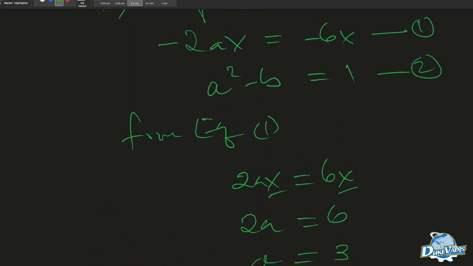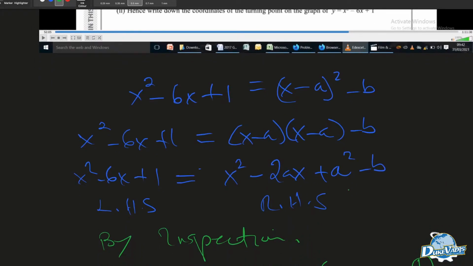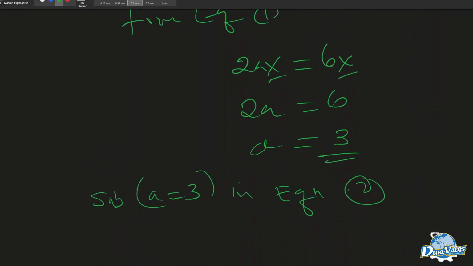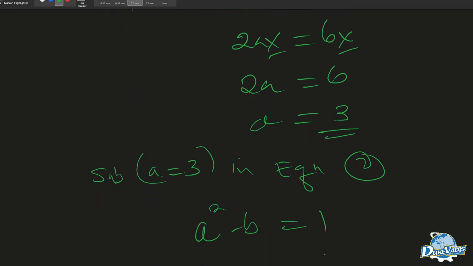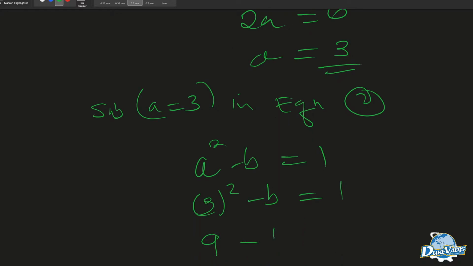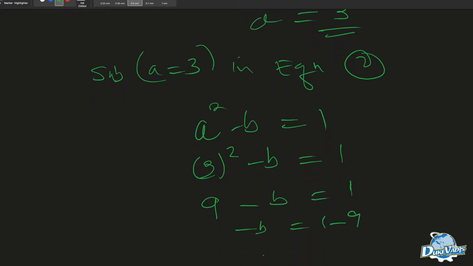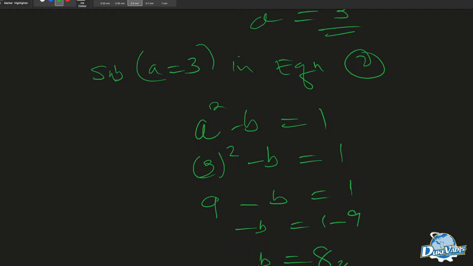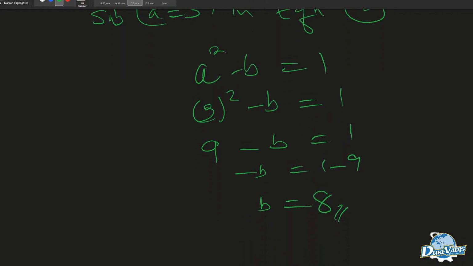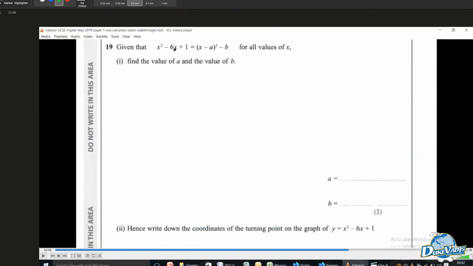So our equation 2 is given as a squared minus b is equals to 1. Oh, beautiful. So now we know a. So a squared, that'll be 3 squared minus b is equals to 1. And this will be 9 minus b is equals to 1. Okay, so when we do that, negative b is equals to 1 minus 9. So our b is equals to 8. So now we know the values of a and b. That's what we were demanded.